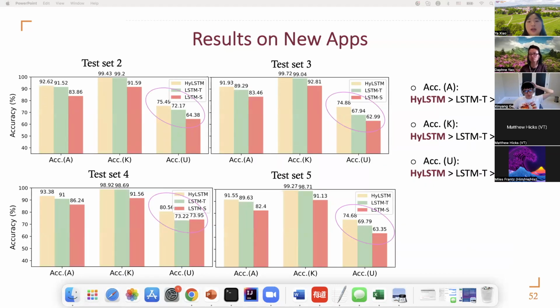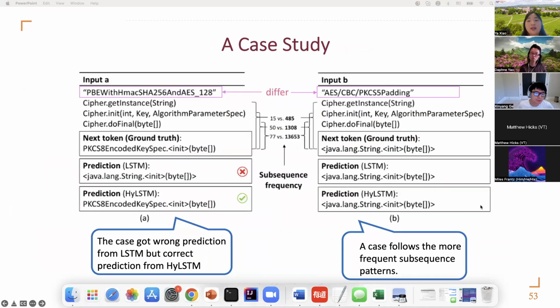We continued to experiment on 4 new app sets and found that in this experiment, our HealthTM achieves the best accuracy for the accuracy of all cases, the accuracy of unknown cases, and the accuracy of known cases. Especially for the unknown cases group, our HealthTM results in a big improvement compared with the 2 LSTM models. We show a case study to validate the effectiveness of our HealthTM.